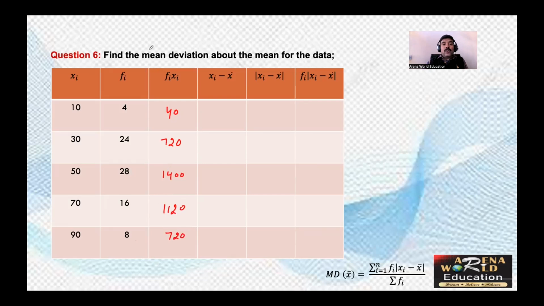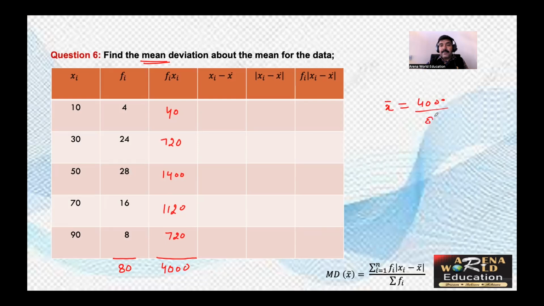Right? So we want to find the mean. And mean is what? Mean will be summation fi xi divided by summation fi. So mainly what we will do, we will find the sum of this column, and the sum of this. So this will be equal to 4000. And fi, how many terms are there? That is 80. So what is x bar?